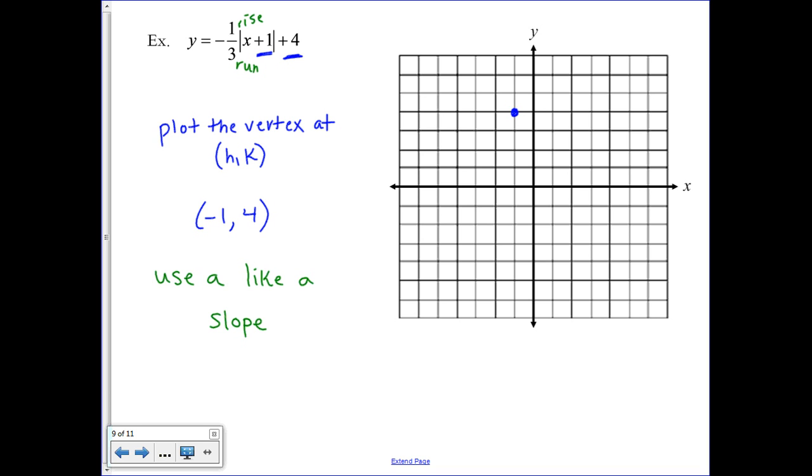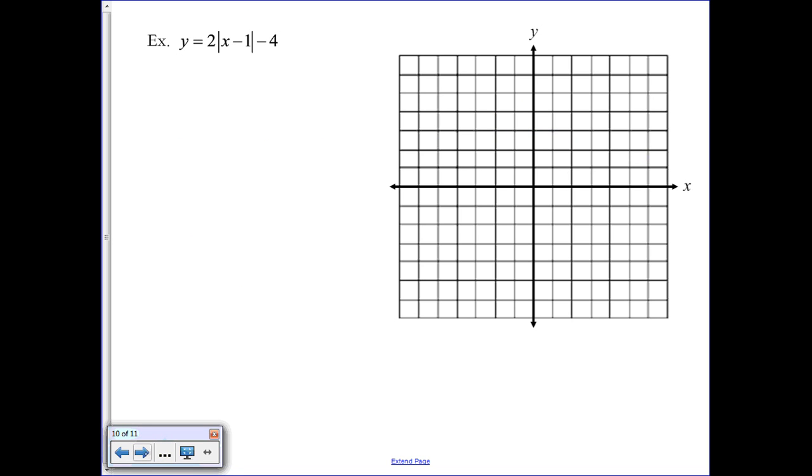Because it's negative, I'm going to go down. So I'm going to go from my vertex, I'm going to go down 1, and then I'm going to run 3 units, 1, 2, 3 to the left, and 1, 2, 3 to the right. This is how I'm going to create a V shape. So on one side your slope's negative, on the other side your slope's positive. And then I do the same thing again. Down 1 over 3, down 1 over 3, and I get this wide, compressed, reflected V.